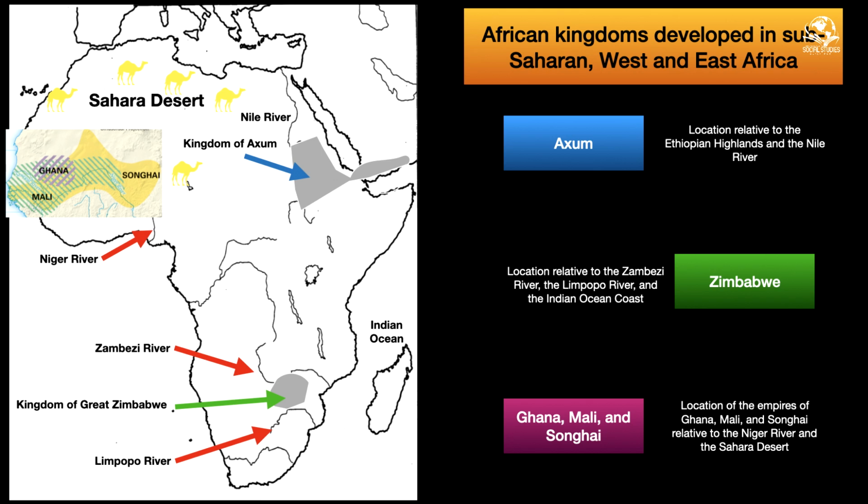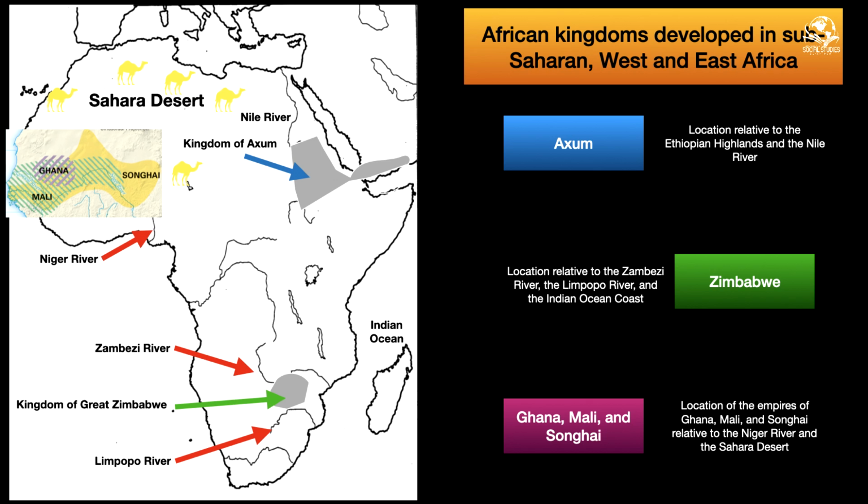So now focusing on the map, if you notice, the Sahara Desert is a key feature of Africa. It covers the top and it's very desolate, not a lot of life going on, but right under that you have the Niger River and you have the kingdoms of Ghana, Mali, and Songhai. They all existed independently of each other. Down at the south you have the kingdom of Great Zimbabwe, and then up to the northeast you have the kingdom of Aksum. And we'll talk about each of these individually.